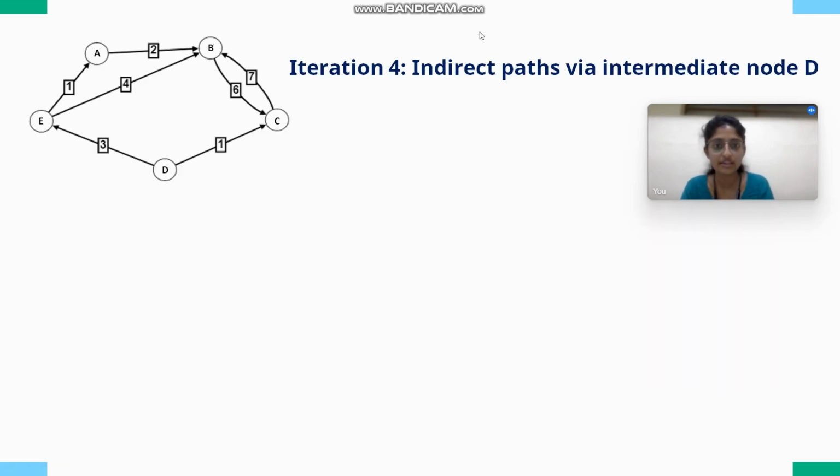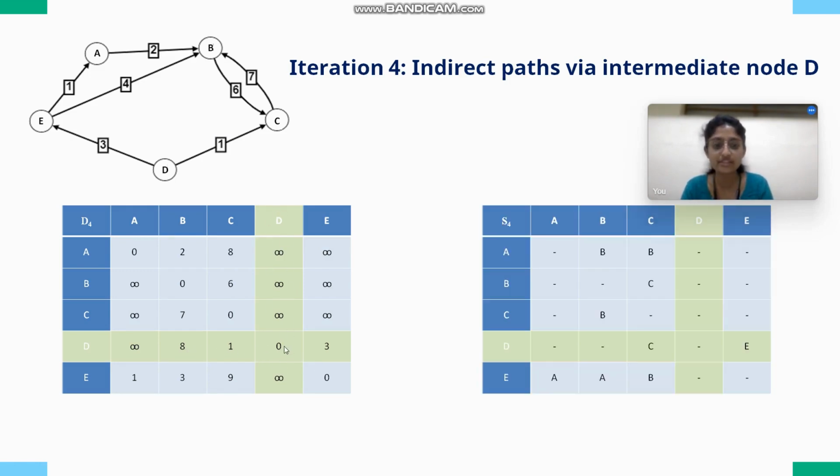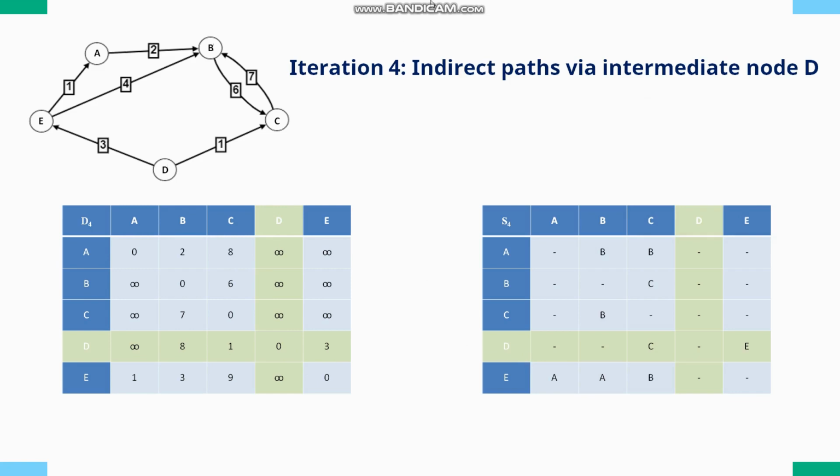Next we have iteration 4, which is the indirect paths via intermediate node D. We can note that there are no edges coming into D. There are only edges going out of D. So there is no way that D will be an intermediate vertex, because for a vertex to be intermediate there should be an edge coming in as well as there should be an edge going out. Hence the matrix will remain as it was earlier. Although I have marked the pivot row and the pivot column, it will not make any difference. It will just continue to be as it was.